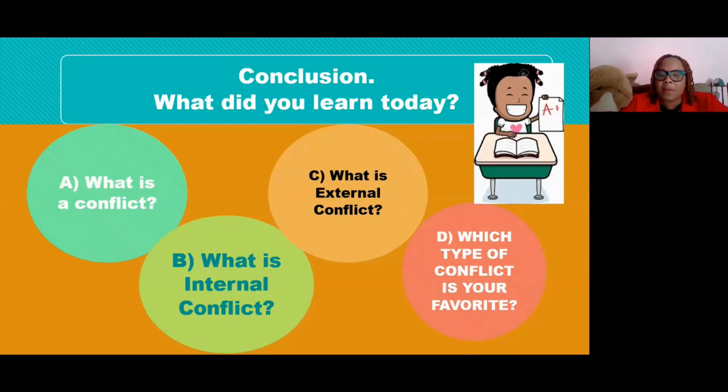Now, which type of conflict is your favorite? Of all of these, which one do you think is the most interesting? Is it nature? Is it character versus character? Is it character versus society? Or internal conflicts? Most of them love character versus character. Very good. And that is the most popular one because children like to see fights, and that's the most popular type of conflict in all of your stories. But I challenge you to try and create a different type of conflict.